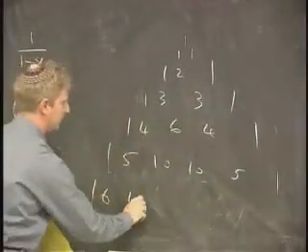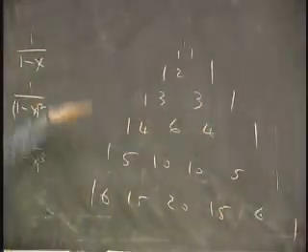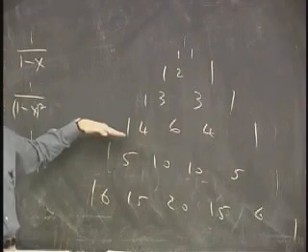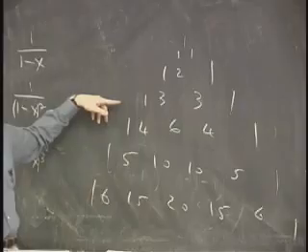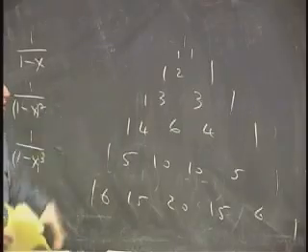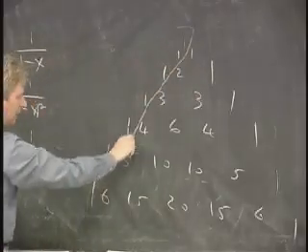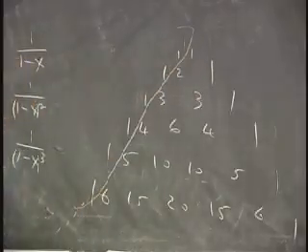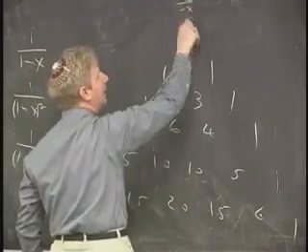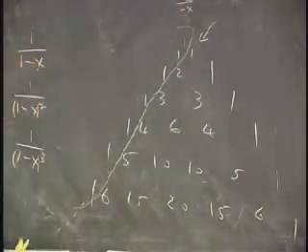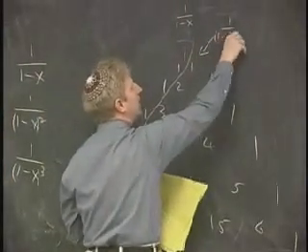One more, 1, 6, 15. This is Pascal's triangle again. I showed you how to get generating functions for each row. Those were finite generating functions: 1 plus x squared, 1 plus x cubed, 1 plus x to the fourth. What if you want a generating function for the diagonals? What's the generating function for this? 1 over 1 minus x. What's the generating function for this? 1 over 1 minus x quantity squared.